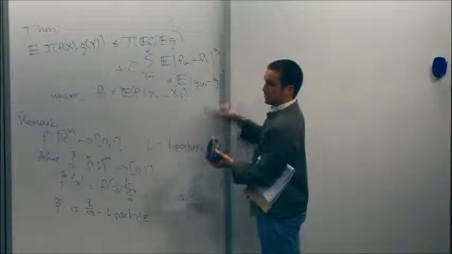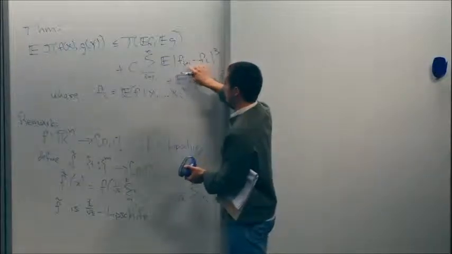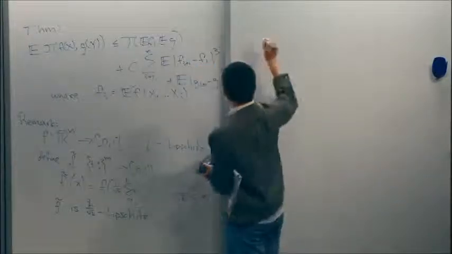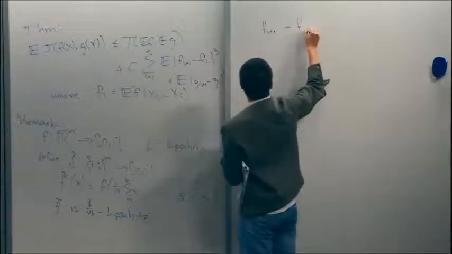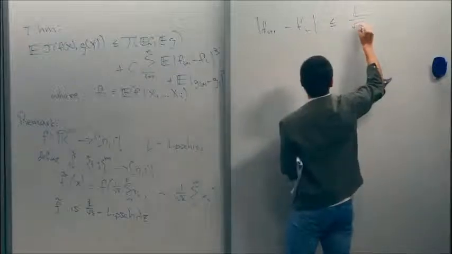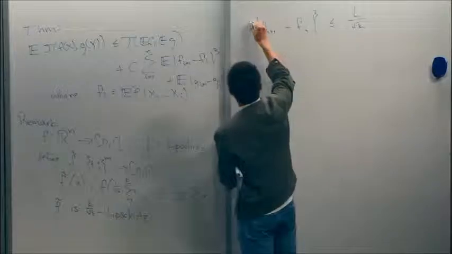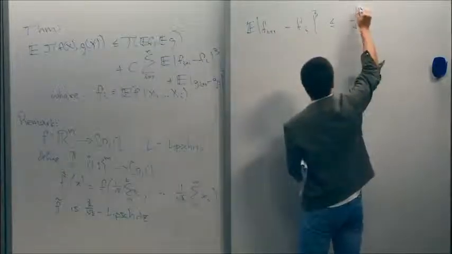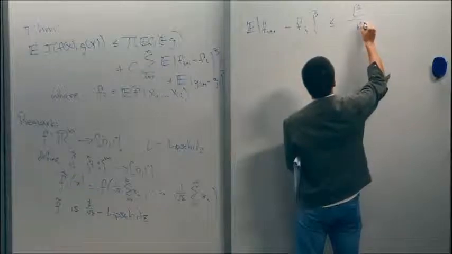And the point is then that if I look at this error term, this error term can be bounded by the effect of flipping the (i+1)th bit. So this is even true without expectation. This thing is smaller than L over square root k. And so when I cube it and take expectation, this thing is smaller than L cubed over k to the 3/2.